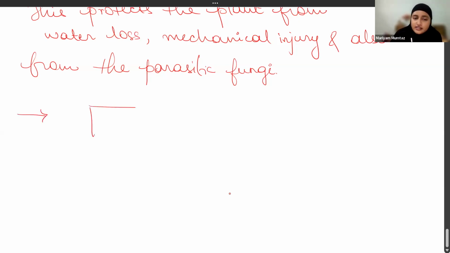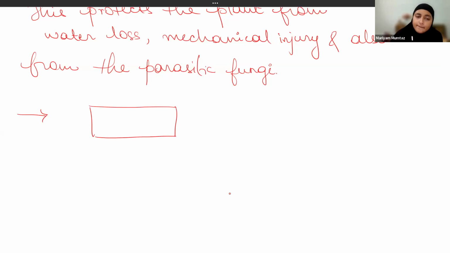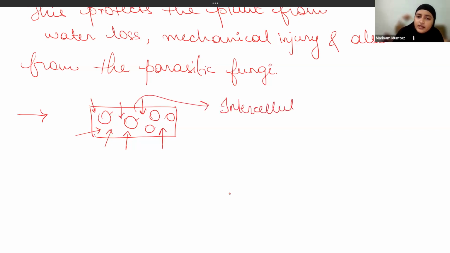See, for example, if this is a tissue, and these are the cells present. Now, you can see that these cells are present randomly, isn't it? One is here, one is here, one is here. And you can see that these spaces are here, isn't it? Places where there are no cells present, they have spaces all around. So these spaces are known as intercellular spaces. Now, in the case of epidermis, there are no intercellular spaces.